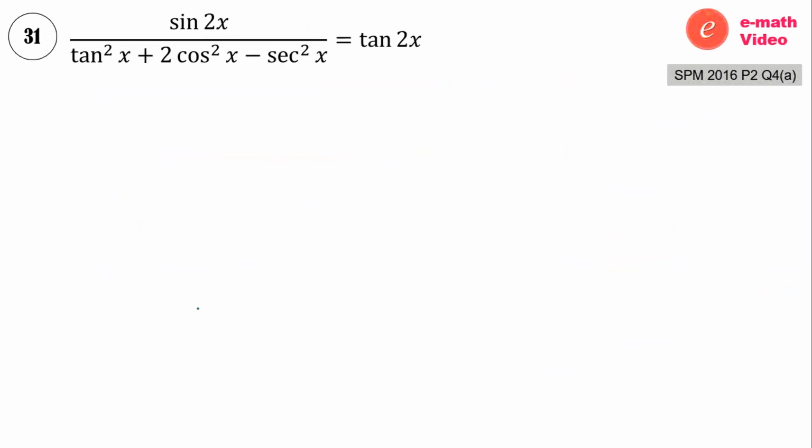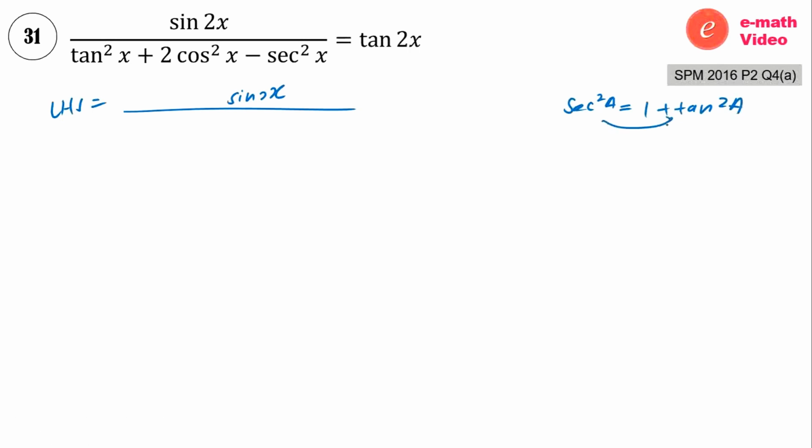Number 31. Left hand side very complicated. We start from the left hand side. On the right hand side is just tangent double angle. Okay, so on the left hand side, on top we don't touch first, we settle below first. Tangent square and secant square we put together, we know that we have to use a basic identity. Let me show you. Secant square a equals 1 plus tangent square a. So when we move this to the other side, tangent square a minus secant square a will get a negative 1, which is what we have here.